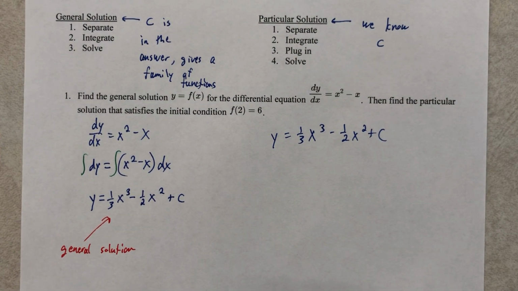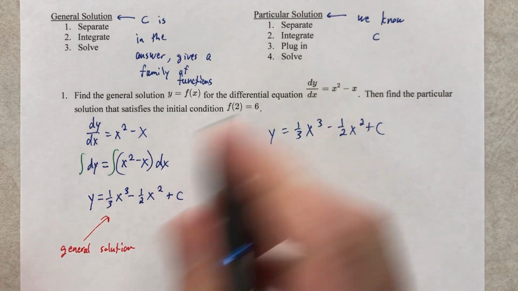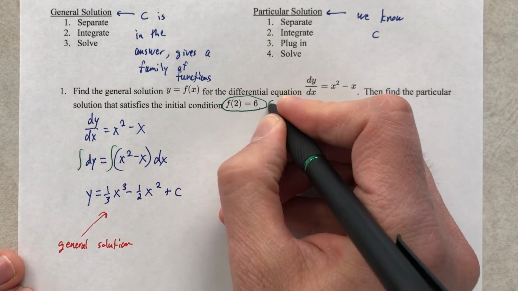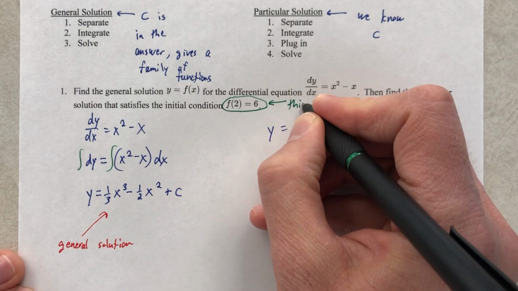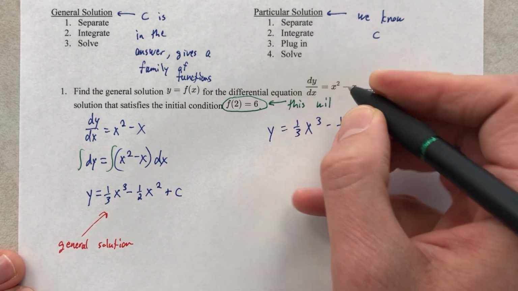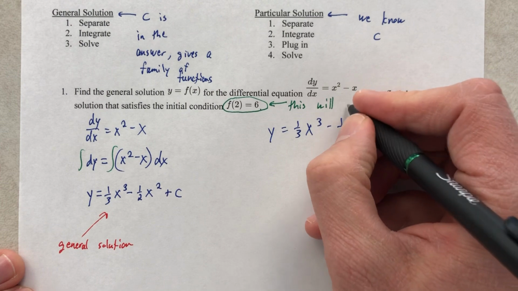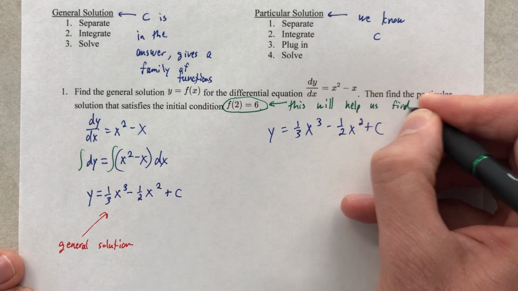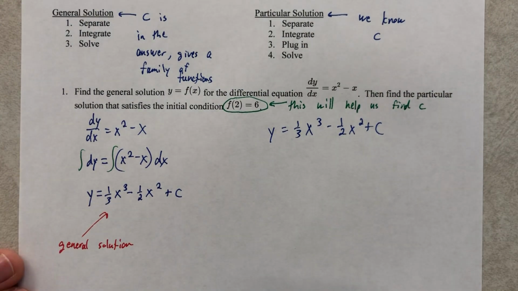And how are we going to find it? With this information. And in case you really want to know all this, this is what's going through my head. There's a lot of pointing and arrows in this lesson. This will help us find C. Good to know, huh?